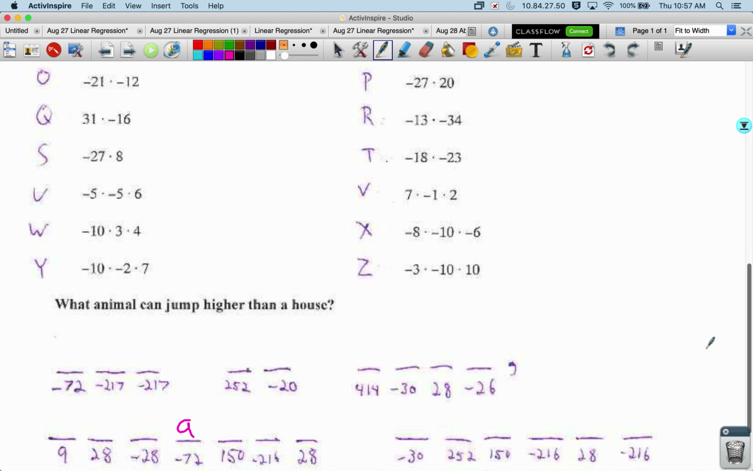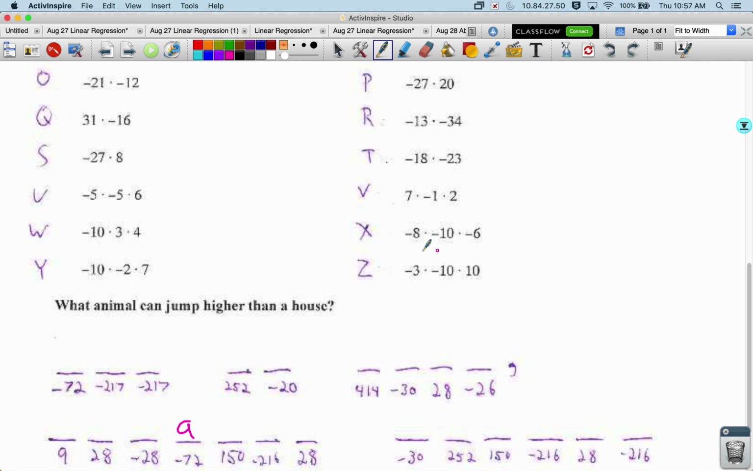Let's try one of these with 3 numbers. Like, which one? Maybe U. So I'm going to copy U over here. Negative 5 times negative 5 times positive 6. Negative times a negative, we're just going to go left to right. So we've got negative times a negative. That's going to become a positive 25. And then we'll carry down the 6.